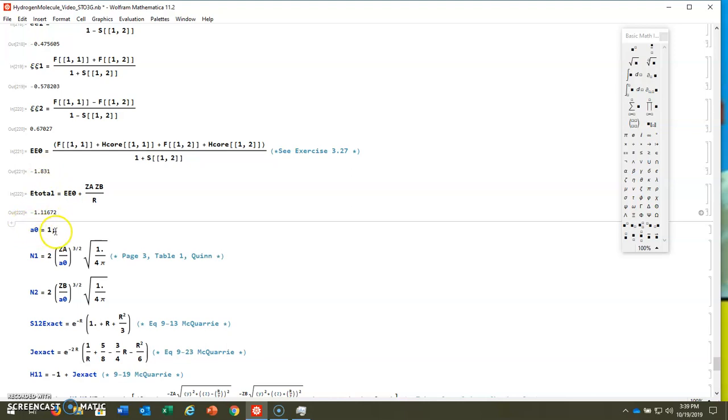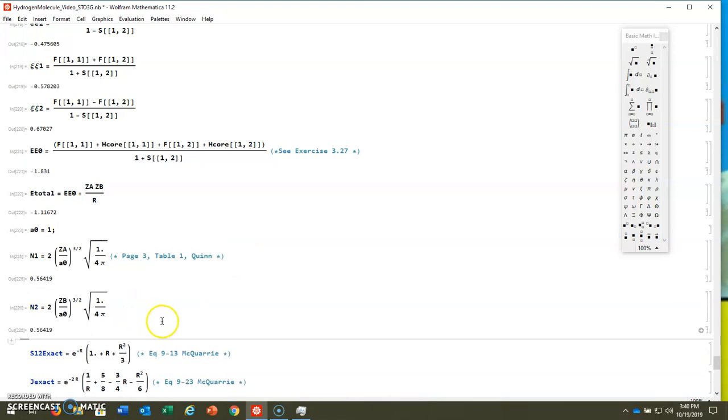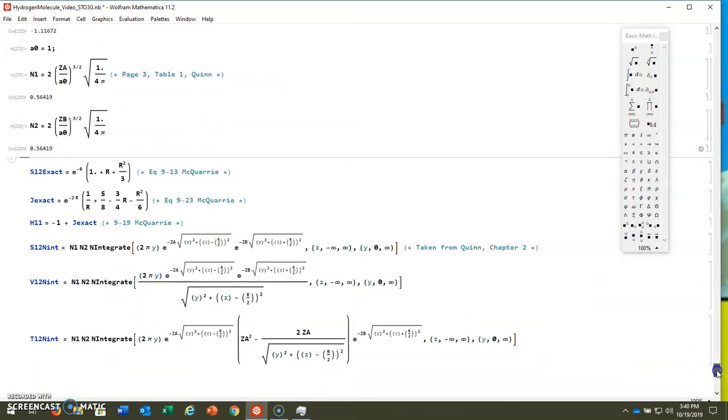Okay, this brings me to something where I come up against limitations on my understanding of what I ought to expect here. These are some equations that I found in the little book by Quinn, Computational Quantum Chemistry, by Charles Quinn. So let's run through and do those. These are normalization values that come from page 3, table 1 in Quinn. I'm pretty sure those are correct.